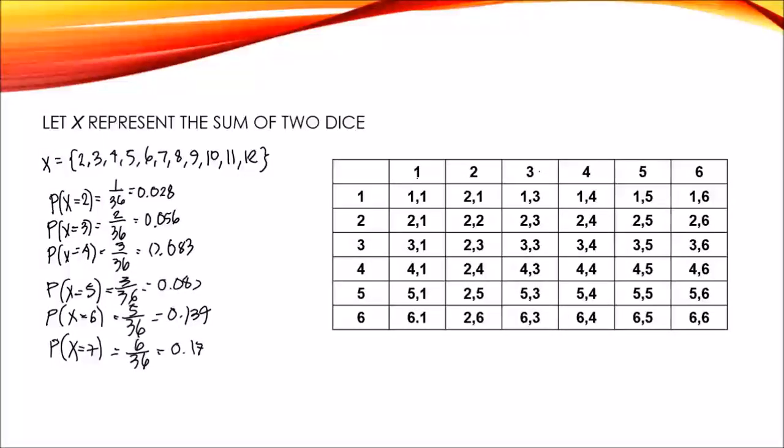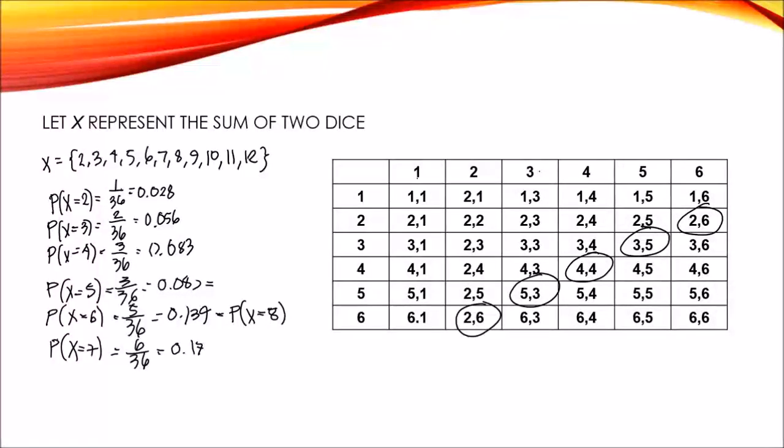Now we have when the sum is 8. The possible combinations are 2, 6, 5, 3, 4, 4, 3, 5, and 6, 2. That is 5 over 36 for x equal to 8.